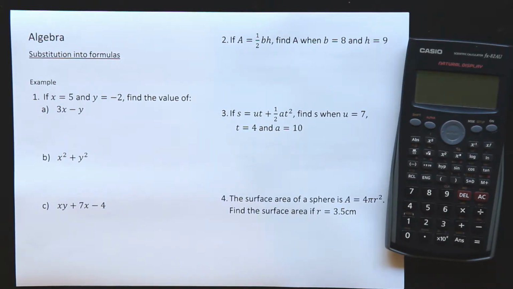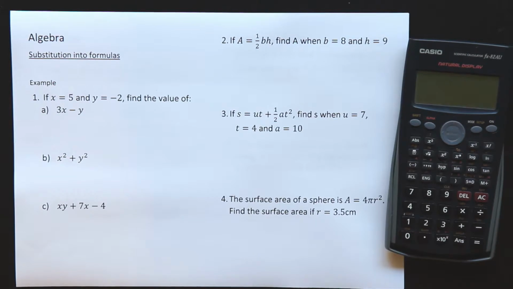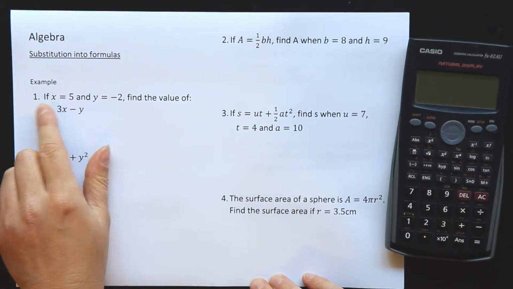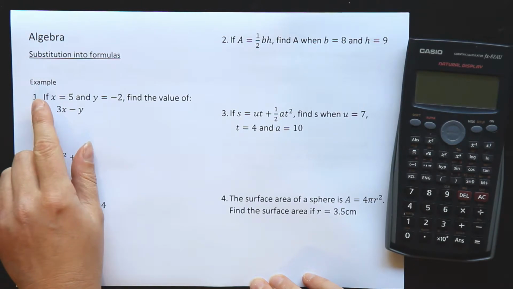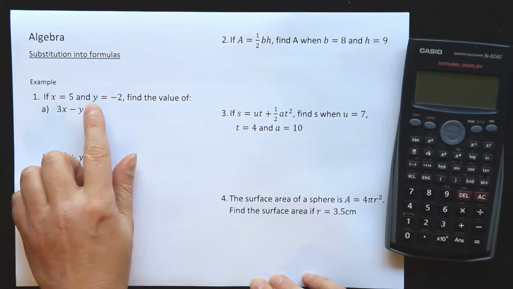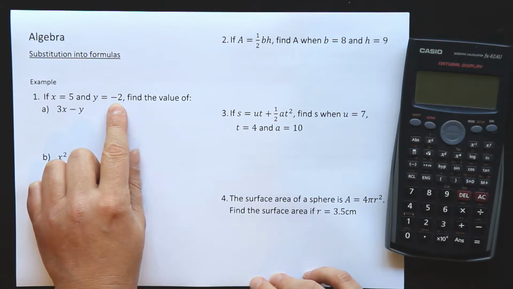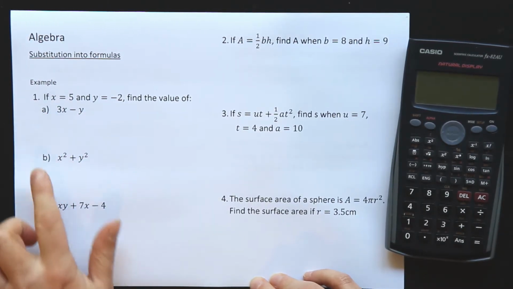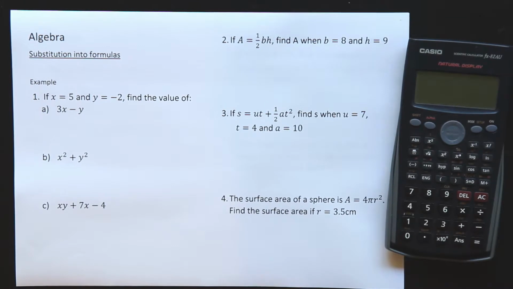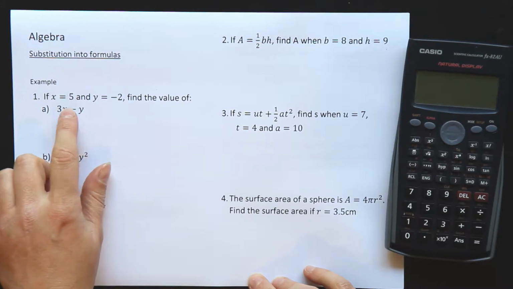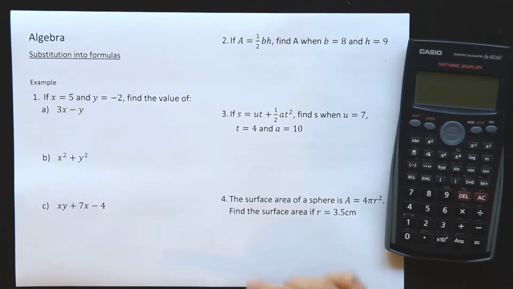Today we're doing algebra and we're substituting into formulas. So we are going to be given values for our pronumerals. In this first question we're told if x equals 5 and y equals -2. We want to find the value of some different expressions. So all I have to do is replace the pronumerals in my expression with the numbers that I've been given.